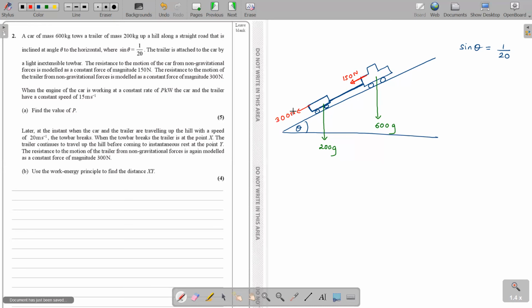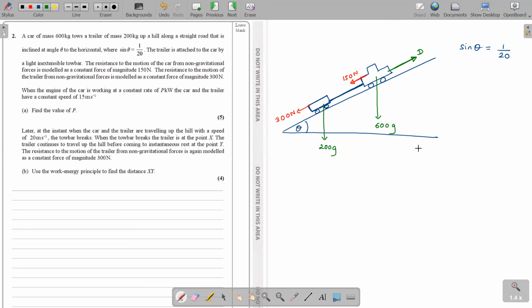When the engine of the car is working at a constant rate of P kilowatts. So definitely for the car to move up, what do we need to have? The car needs to produce the engine force or the driving force, which is forward. That's the reason the car is moving up the hill. So along the plane upwards, we have the driving force produced by the engine of the car, the tractive force.